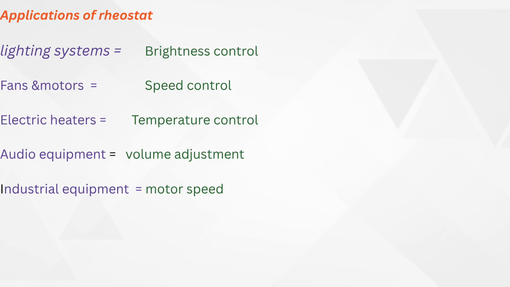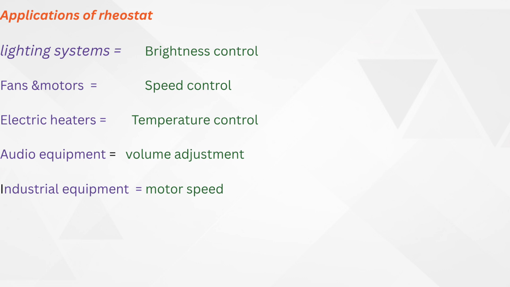These are the applications of the rheostat. First point is lighting systems. In lighting systems, the rheostat is used as a brightness control device. Second point is fans and motors. In fans and motors, the rheostat is used as a speed control device. Third point is electric heaters. In electric heaters, it is used as a temperature control device.